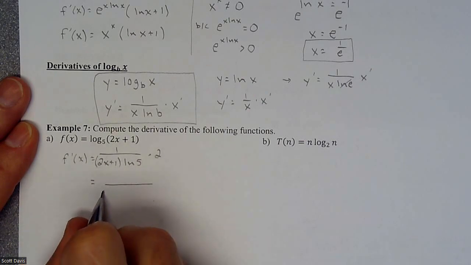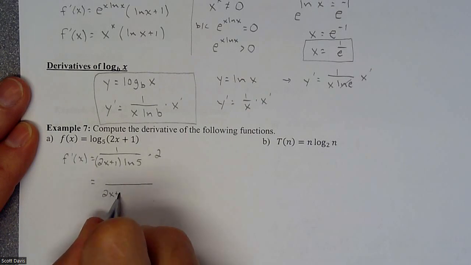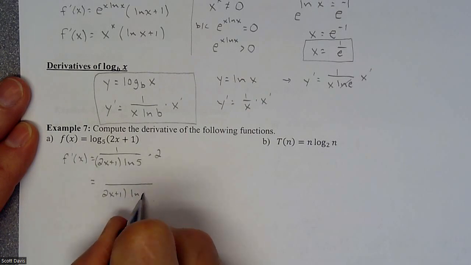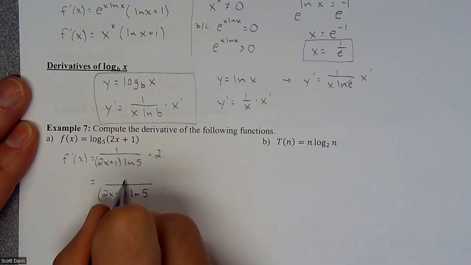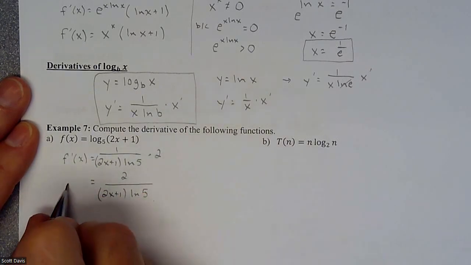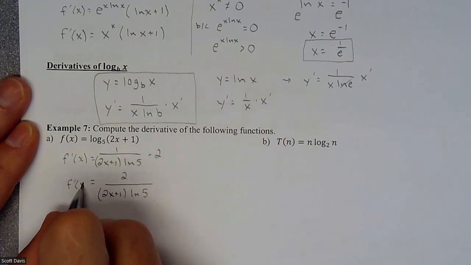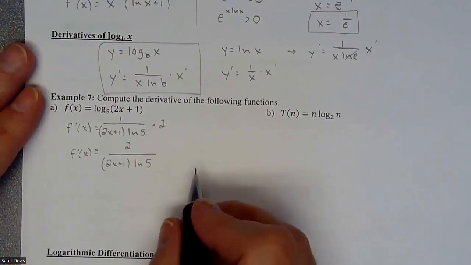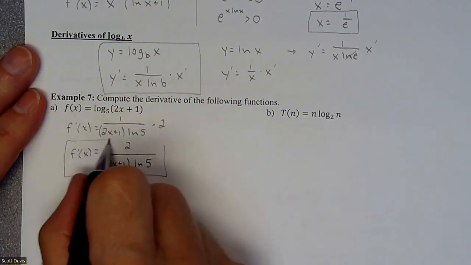So this just becomes, I guess it really doesn't matter where I put that. So 2x plus 1, let's not bother distributing it in. And then 2 on the top. And that's it. This doesn't clean up as nice as when you have a natural log, but that's your derivative.